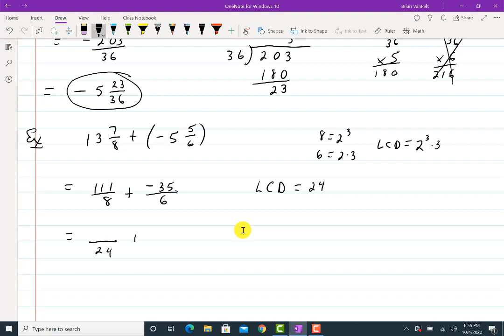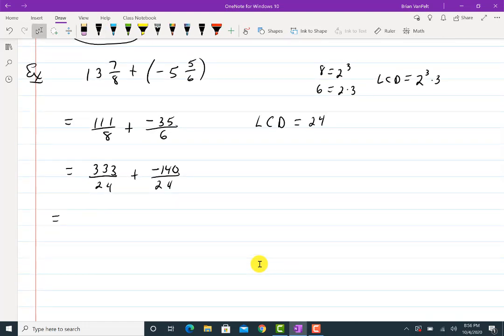So I'll change my denominators to 24. Starting with 8, turning into 24, I had to multiply by 3. 3 times 111 is 333. Similarly, to turn 6 into 24, I had to multiply by 4. 4 times 35 is 140. Now I'm ready to add them together. So when I do 333 plus negative 140, it looks like I will end up with 193 over 24.